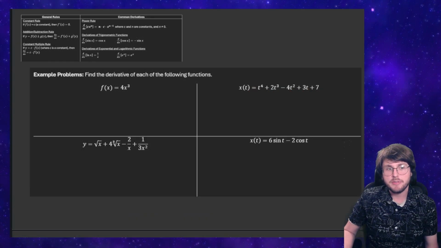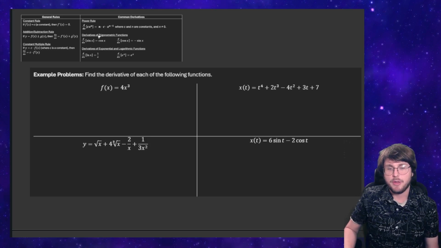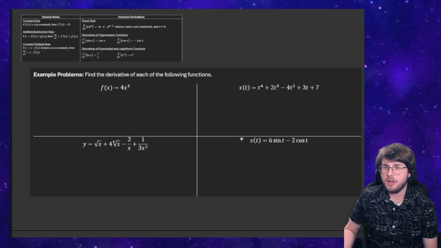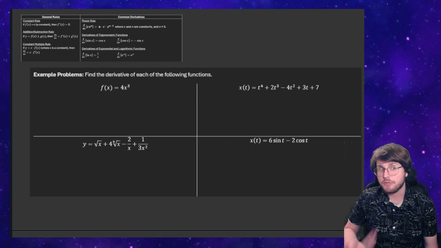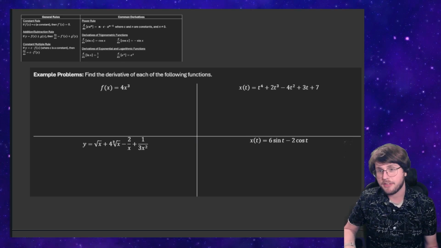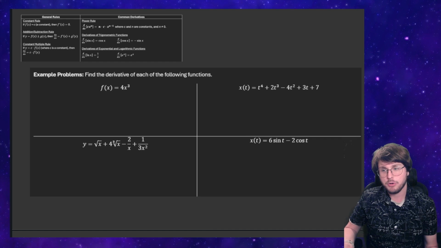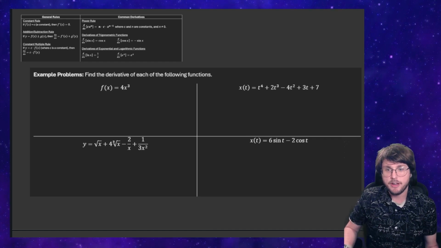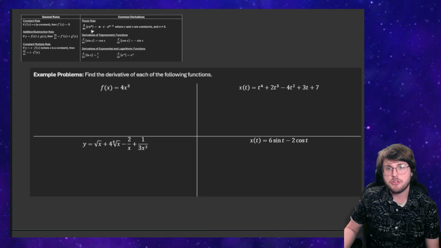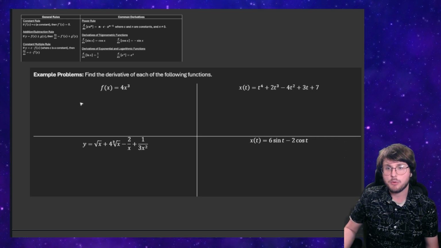All right, so we're going to do a couple of example problems. I have a pretty good assortment of different derivatives here that just give you a sense of the sort of derivative that you're going to be taking in this class, which largely consists of power rule and a little bit of trig functions here and there. So this first one is pretty much just straight up power rule. It's f of x equals 4x cubed.